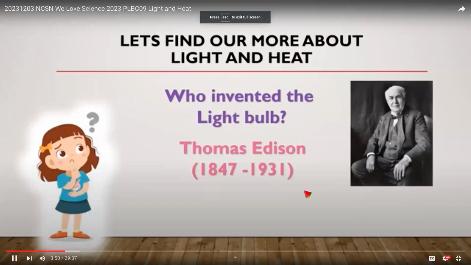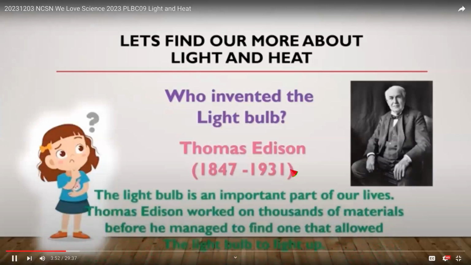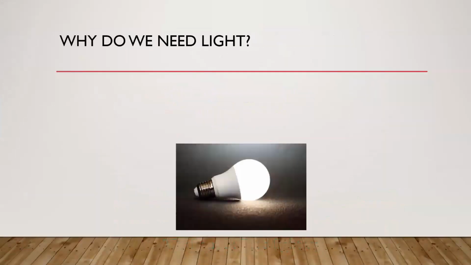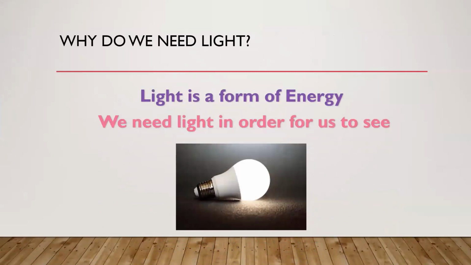Why are light and heat important? How are light and heat used in our daily lives? Well, let's find out more. So why do we need light? Light is a form of energy. We need light in order for us to see. If there's no light, we cannot see anything. Can you imagine a day without light?